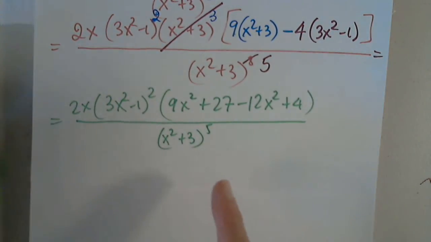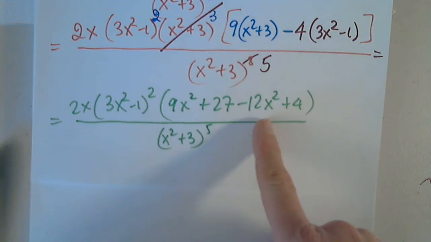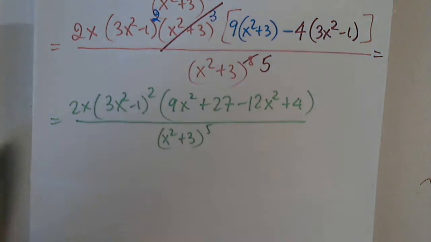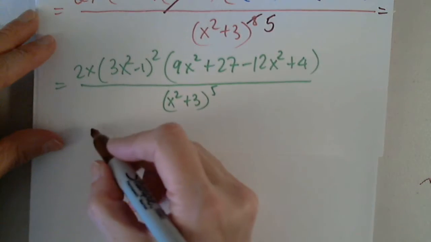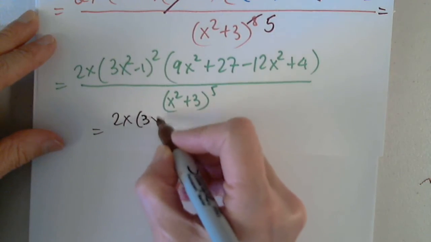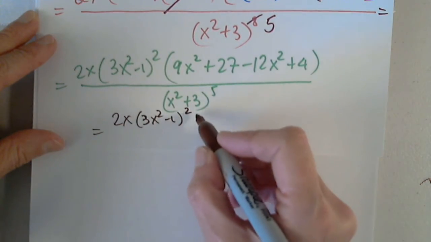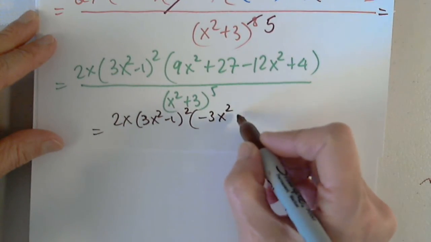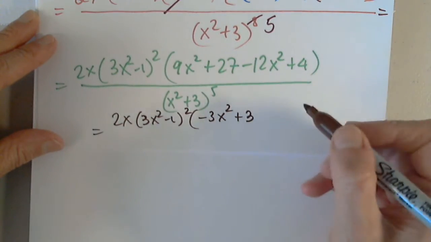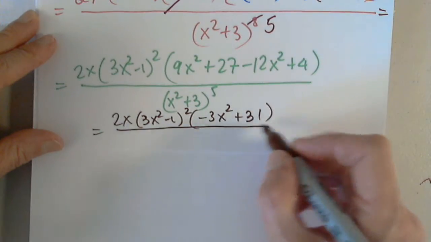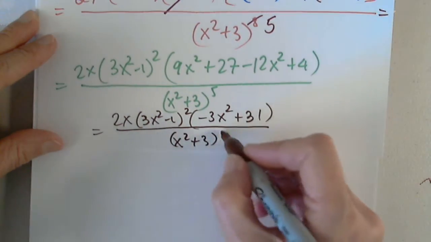Okay, so 9x squared minus 12x squared will be negative 3x squared. So I have to rewrite 2x, 3x squared minus 1 squared, and then negative 3x squared plus 31, and over x squared plus 3 to the 5th power.